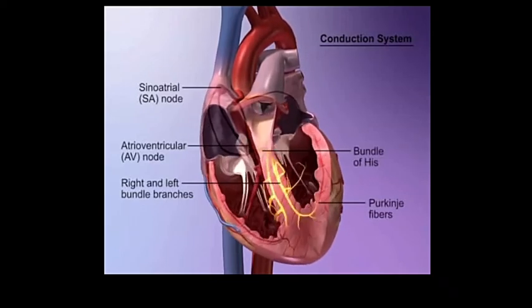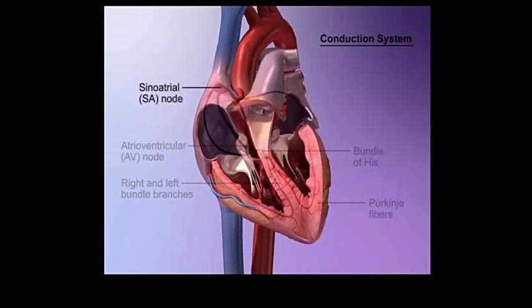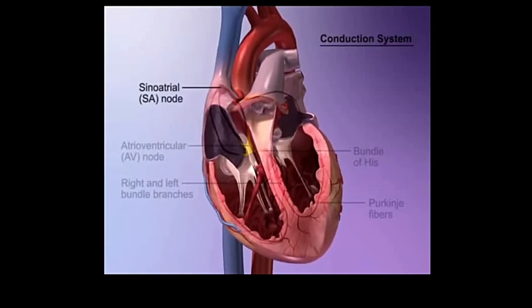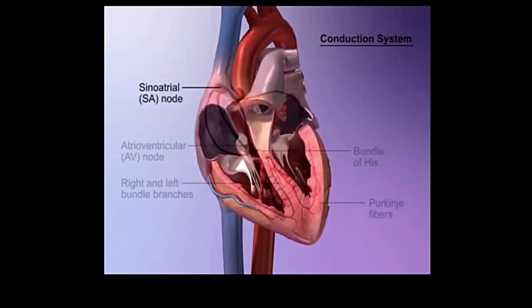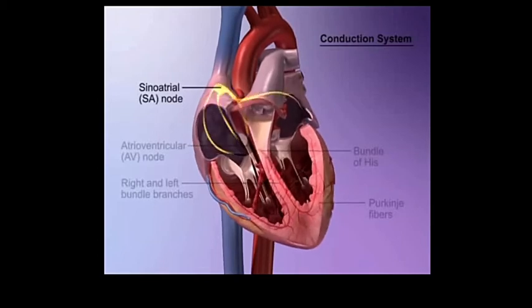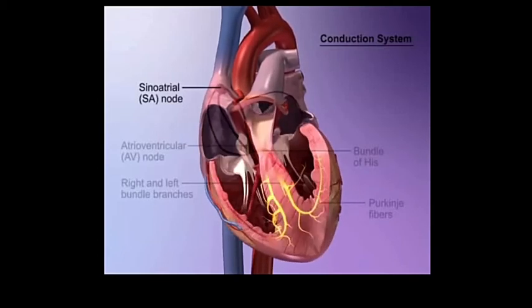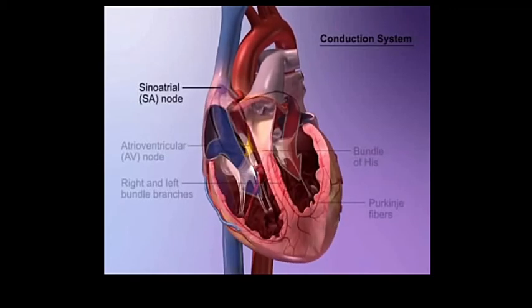These impulses begin in the sinoatrial node, commonly referred to as the SA node or the sinus node. The sinoatrial node can be found near the top of the right atrium. The SA node is a natural pacemaker, and it sets the rhythm for the entire heart. It fires off an impulse that travels through the atria and stimulates the contraction that leads blood to empty from the atria into the ventricles.